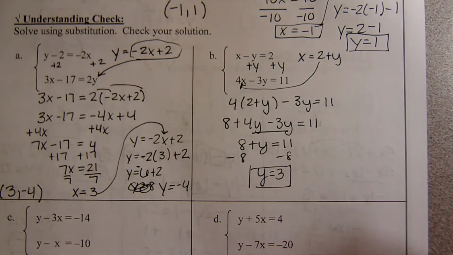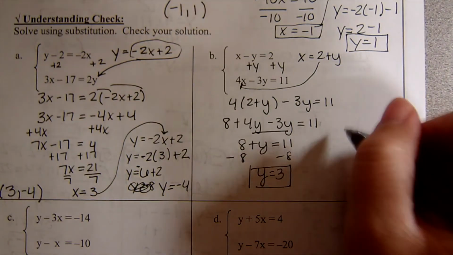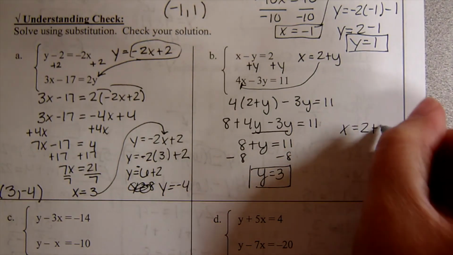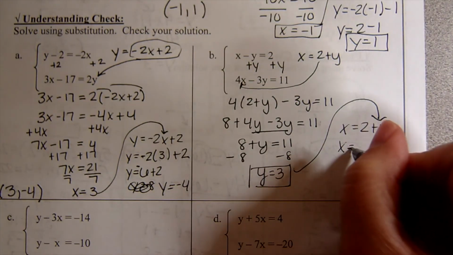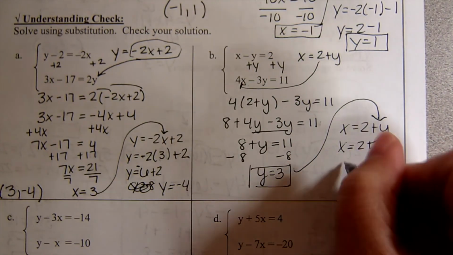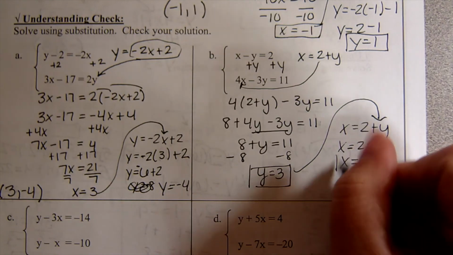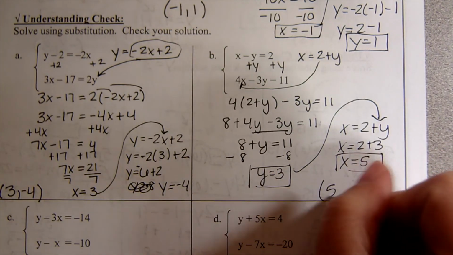And then we are going to go ahead and plug this in. So x equals 2 plus y. Plug in 3 for y. And x equals 2 plus 3, which is 5. So your solution should be 5, 3.